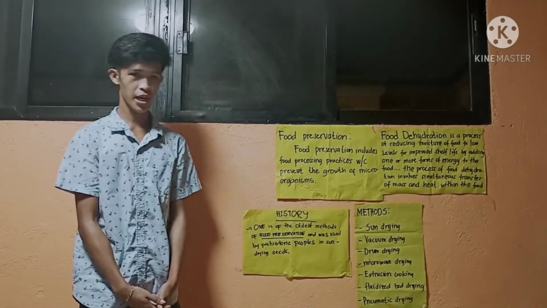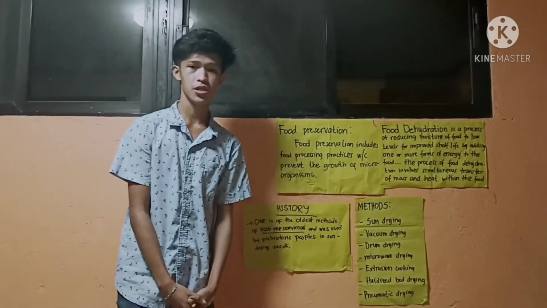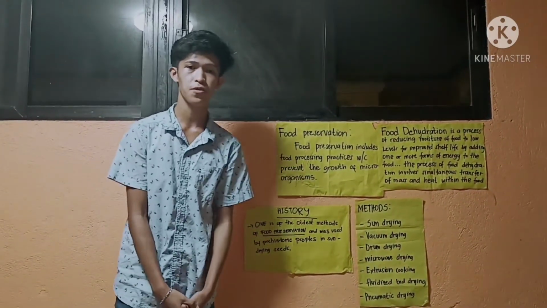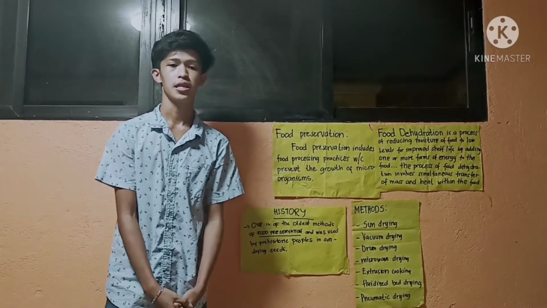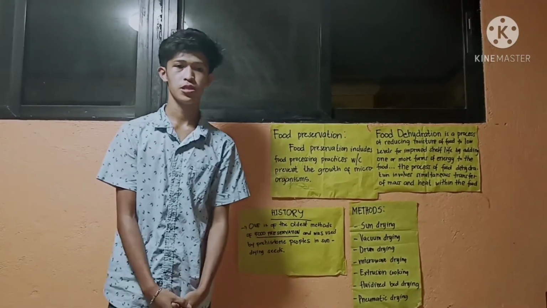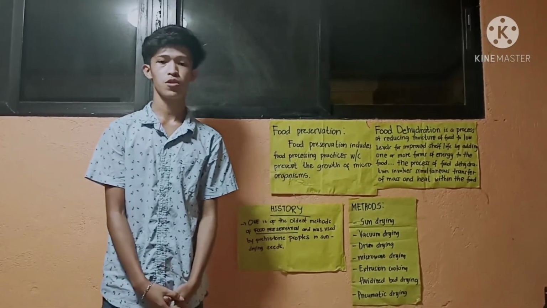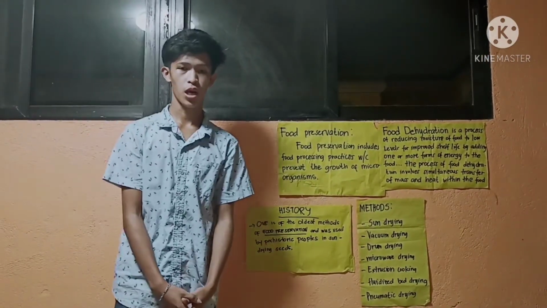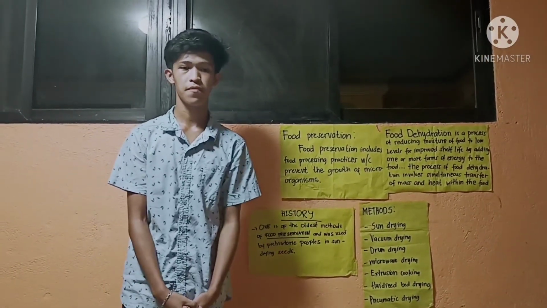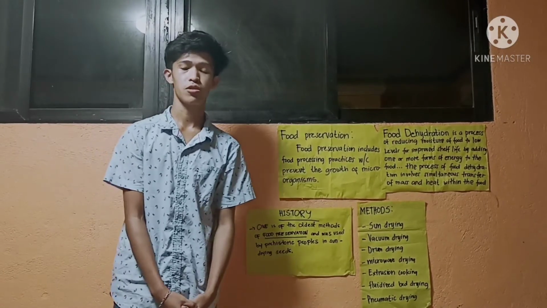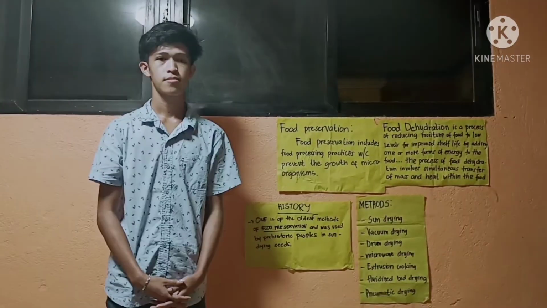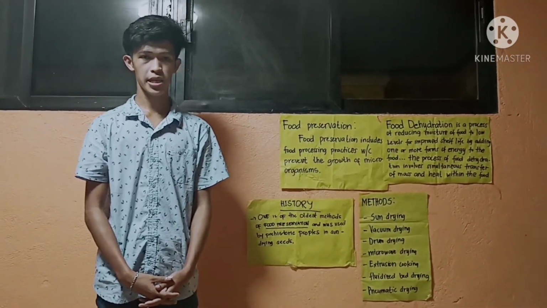And what is food dehydration? Food dehydration means by which many types of food can be preserved for indefinite periods by extracting the moisture, thereby inhibiting the growth of microorganisms, and is one of the oldest methods of food preservation and was used by prehistoric peoples in sun-drying seeds.